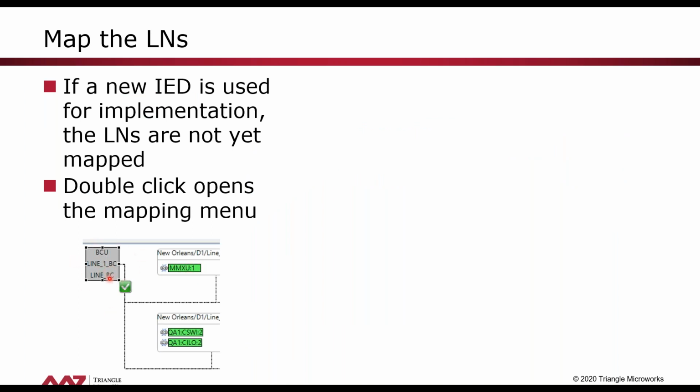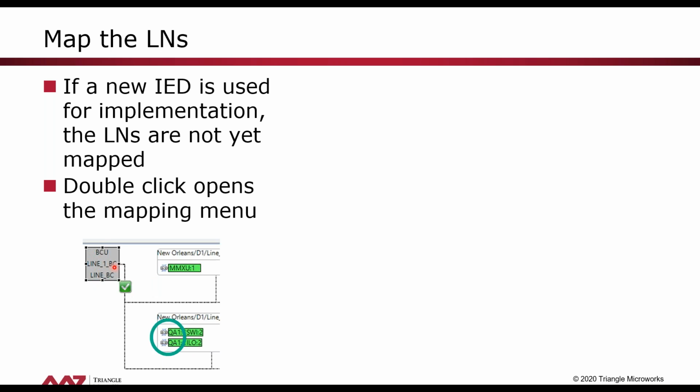This device may have many logical nodes. We need to tell which ones to use to implement our specification. We see here this chain symbol, which is not yet closed. That means those logical nodes from the specification didn't yet find a corresponding logical node in the BCU.